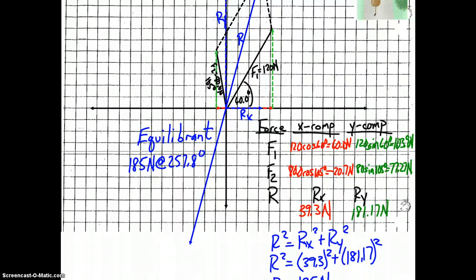All right, so this is a neat problem using the method of rectangular components, and we'll have another one of these to do in class.